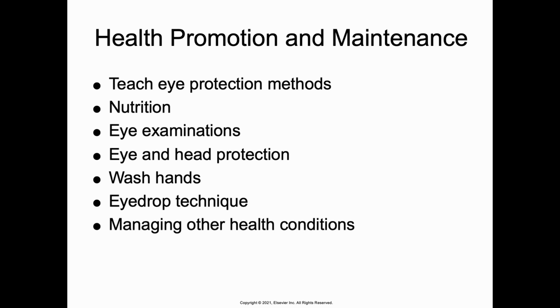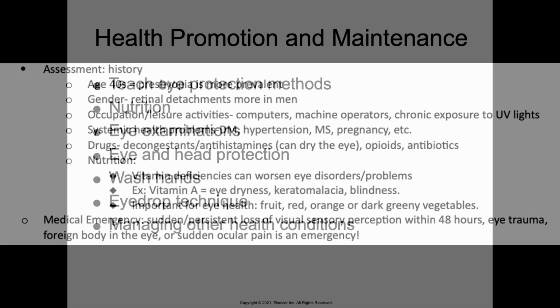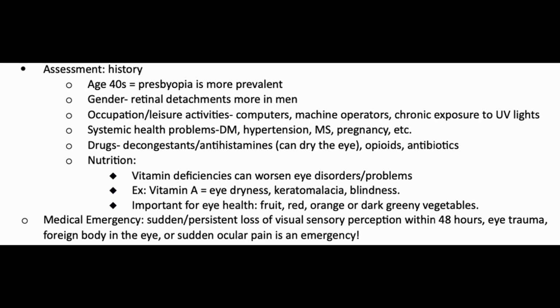All right, so history: age, gender, occupation, what do they do as leisure activities? If they have any systemic health problems, comorbidities, anything like that, drugs, do they smoke, vape? Nutrition history, are they vitamin deficient? Are they deficient in that lutein or that beta carotene? Family history and genetic risk.